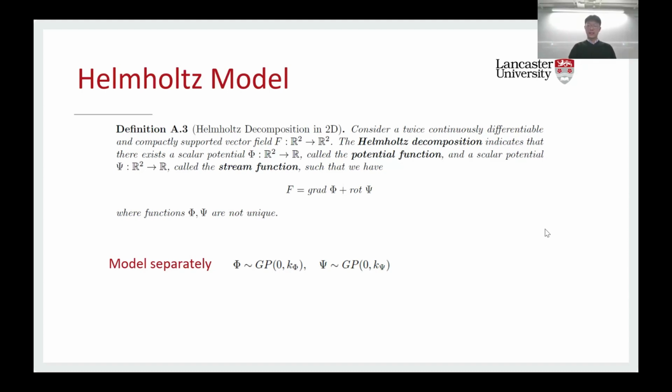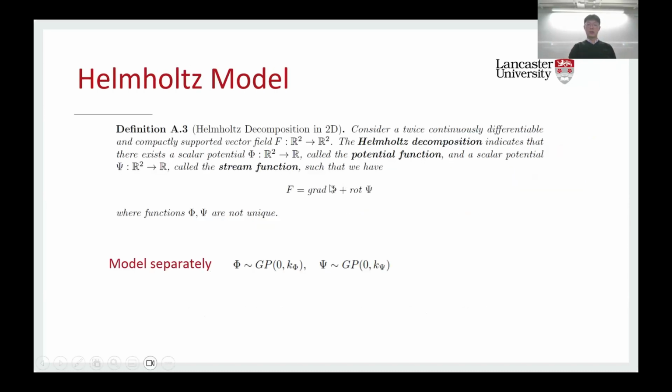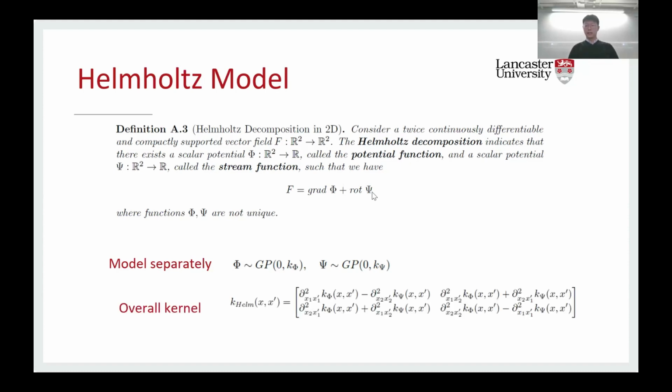And what we do is that instead of placing a GP on the U and V, we place them on the gradient part and the rotation part. And because gradient and rotation are linear operators, we can combine them in this overall kernel for the vector field. You can see that this K helm is the overall kernel for the vector field, and that it has all entries in this covariance structure, including off-diagonal ones. So there are correlations being modeled here.